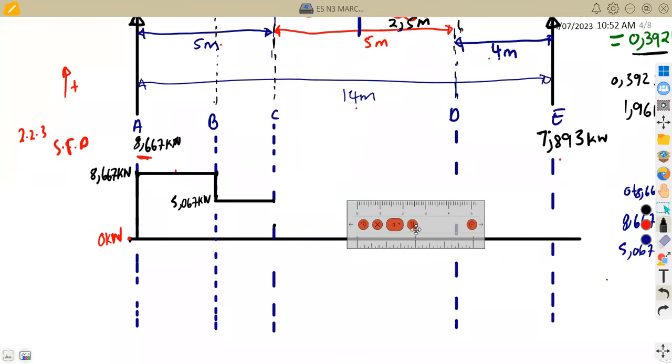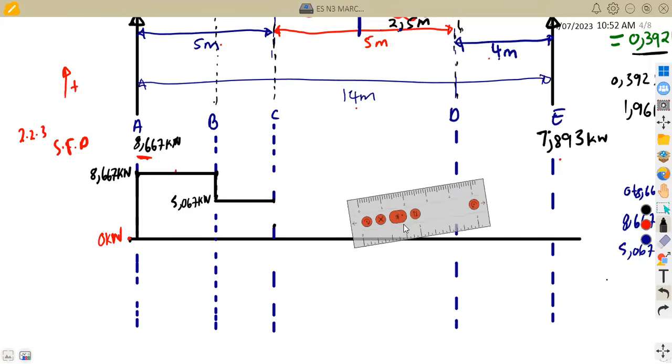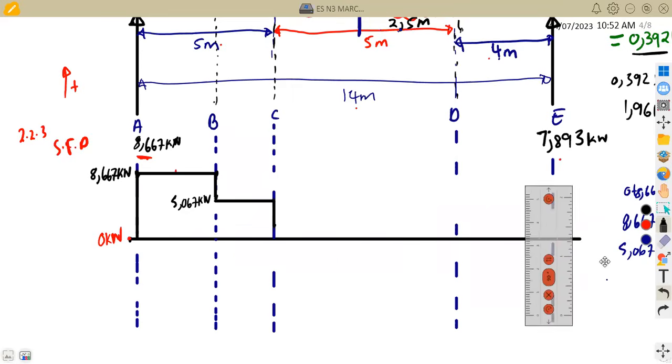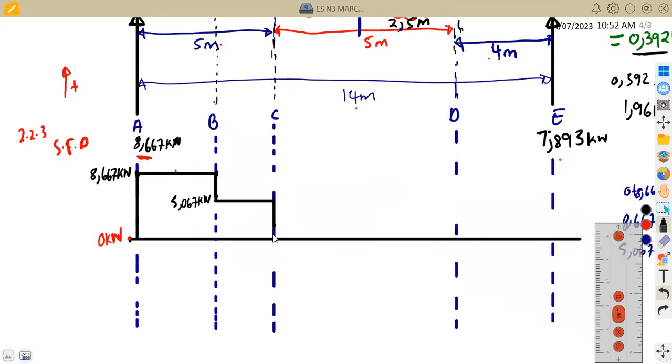So we are going to join to that point. Okay, so that means this is going to be like this. We join straight. It's a point load. So you join straight to that point. All right, straight to the point. That's 0.067 kilonewton. All right, that's at this point C.